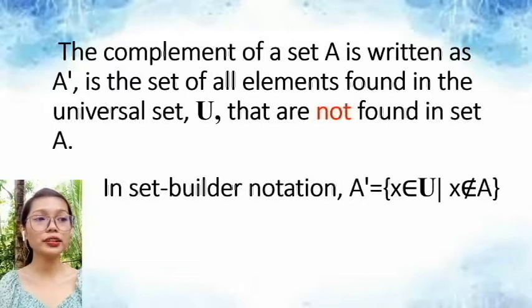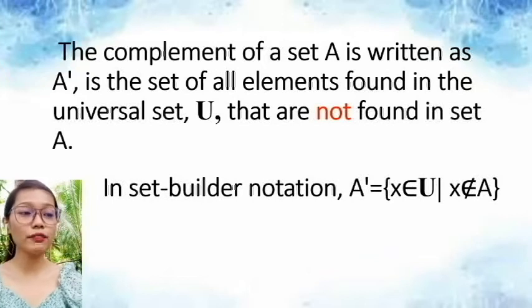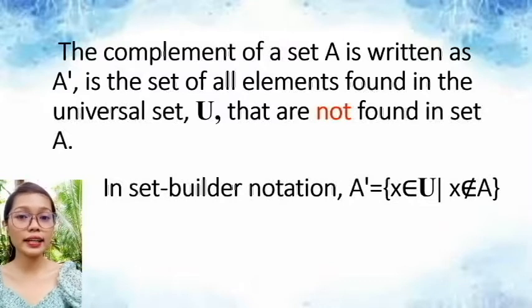In set builder notation, A prime or A complement is the set of all x that are elements of the universal set such that x is not an element of A. So we look for what is not in A. Therefore, x here is not an element of A, but it is an element of the universal set.